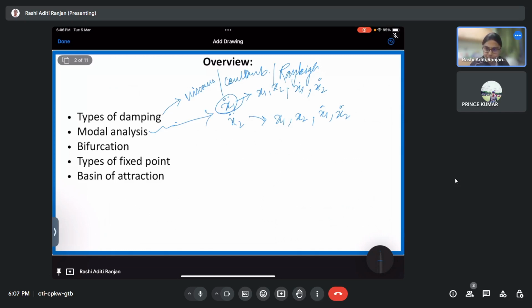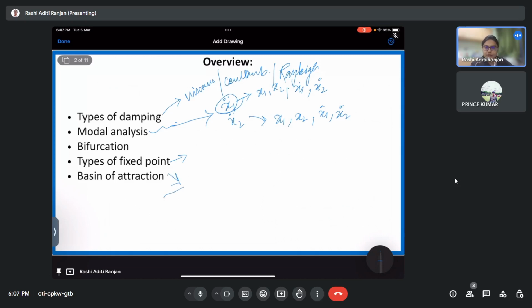Third was bifurcation, which means how the stability of the system changes with a change of parameter, and I'll be discussing it further. Then the types of fixed points were discussed: whether it is a stable fixed point, unstable fixed point, saddle, a sink, a source, etc. It was covered in a very comprehensive way in the lectures.